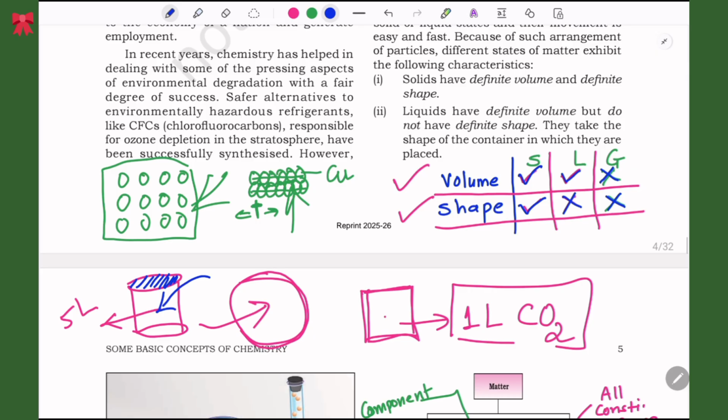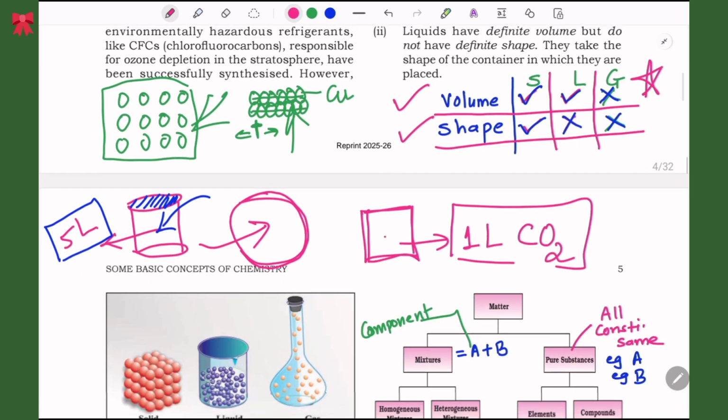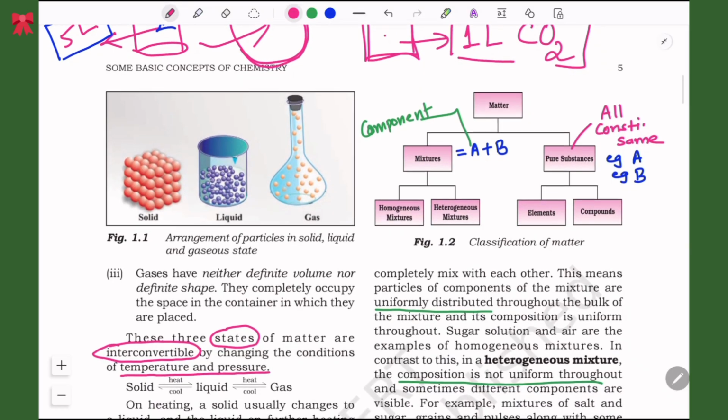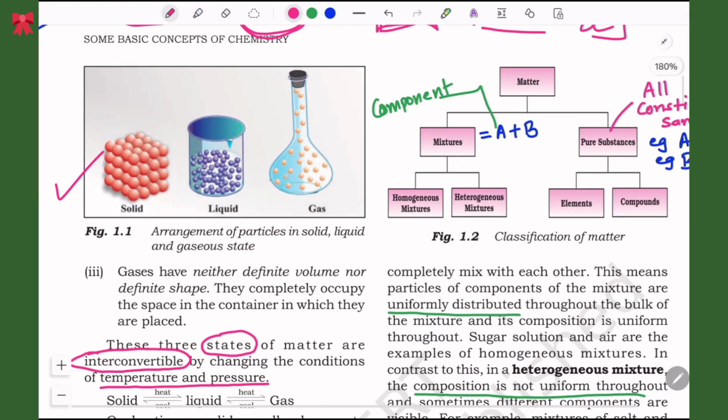The volume of the gas is going to be 5 liters, because the volume of the gas is the volume of the container in which it is confined. So here we have understood two important points. This is important for you, that solids have everything definite, the shape is definite, the volume is definite. Liquids have a volume definite, but the shape is indefinite. Gases have indefinite shape as well as volume, and this pictorial representation of this has been shown in the book.